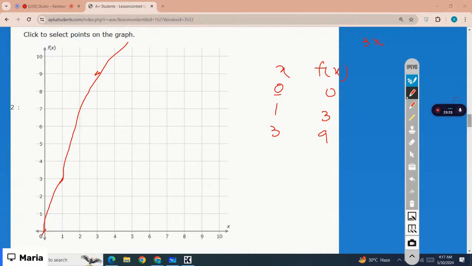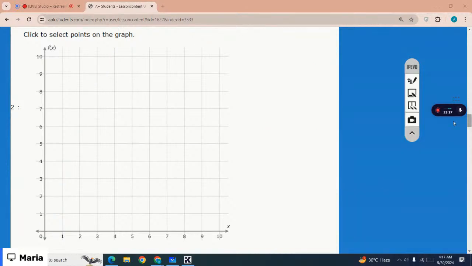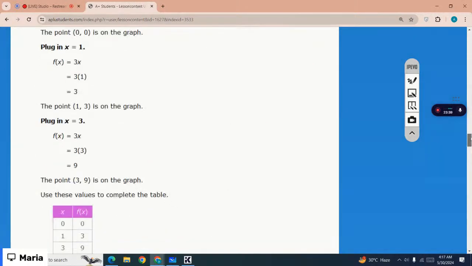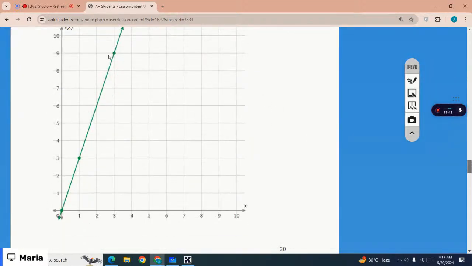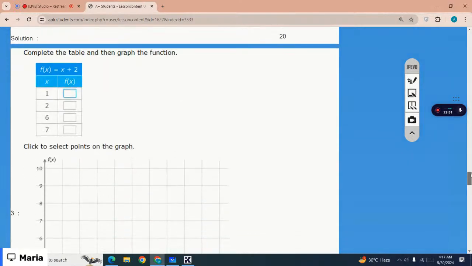So the graph looks like this, right? We're working on grade 9 math. The chapter we're working on is linear functions. And the lesson we are on right now is how to complete the table and then graph the equation. So that is the graph: 0, 0. Here you have 1, 3, and here you have 3, 9, right? Okay, let's just look at the other example.